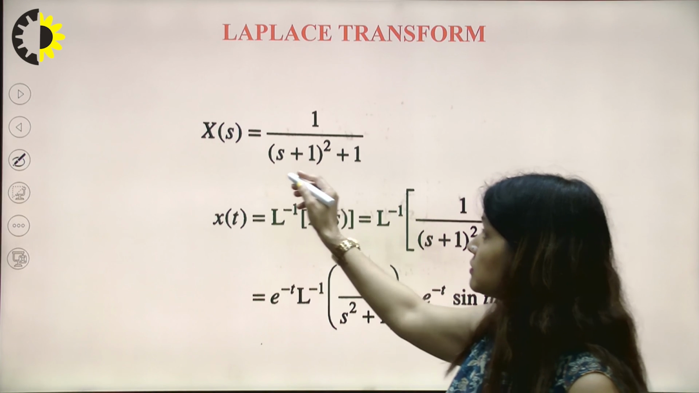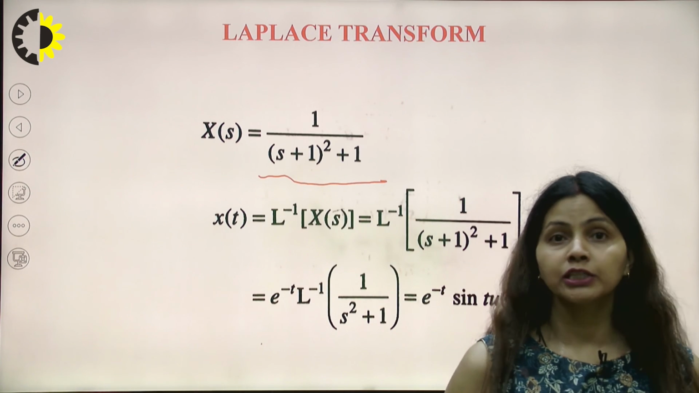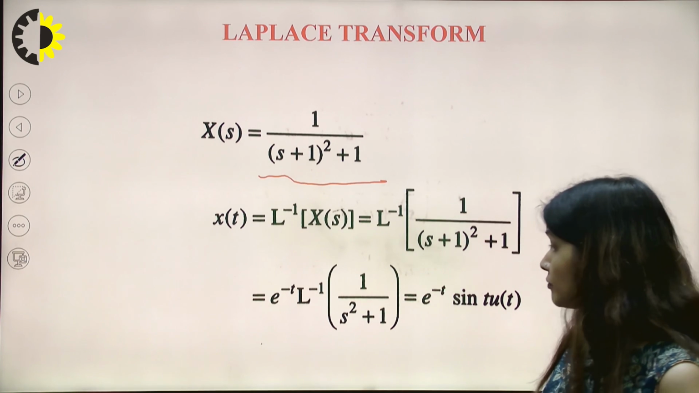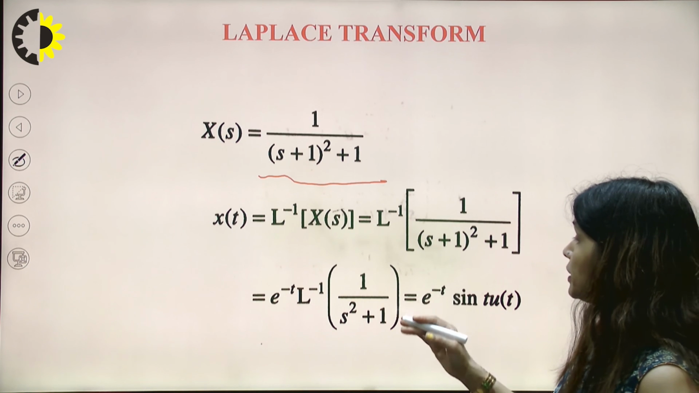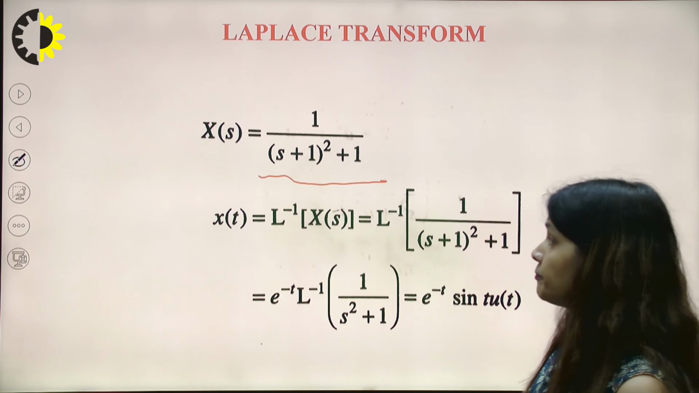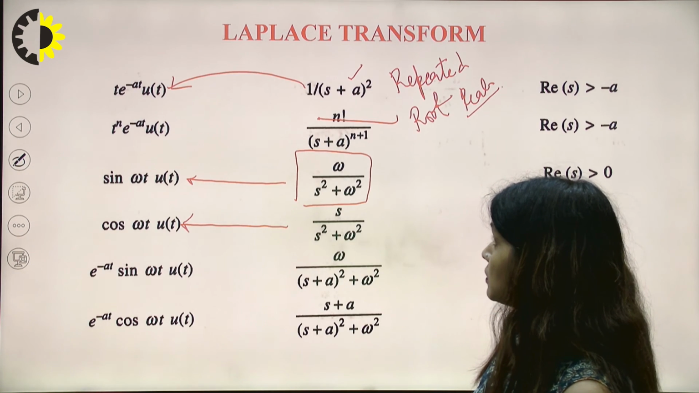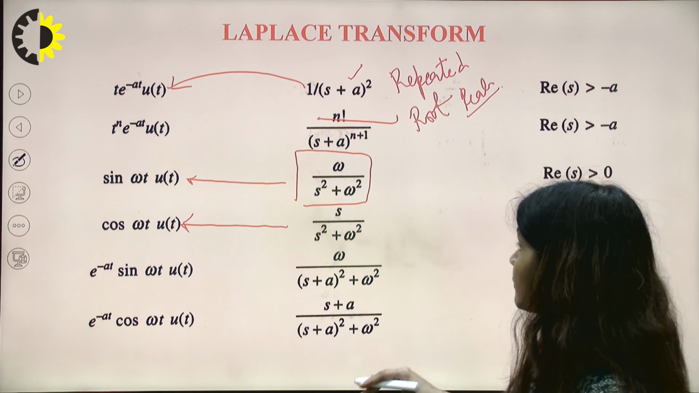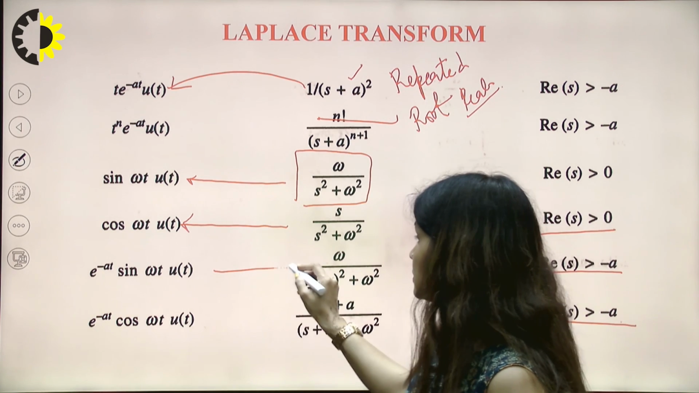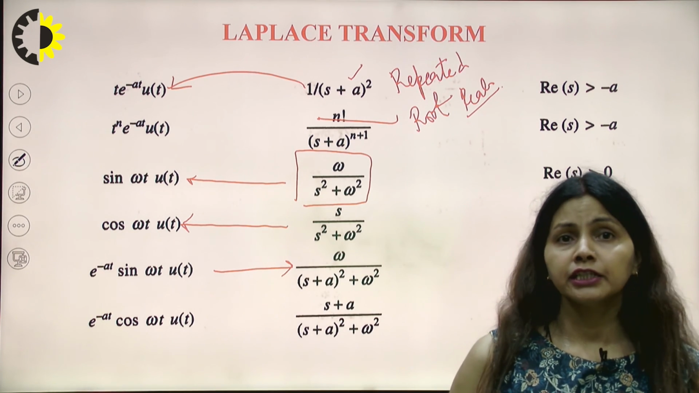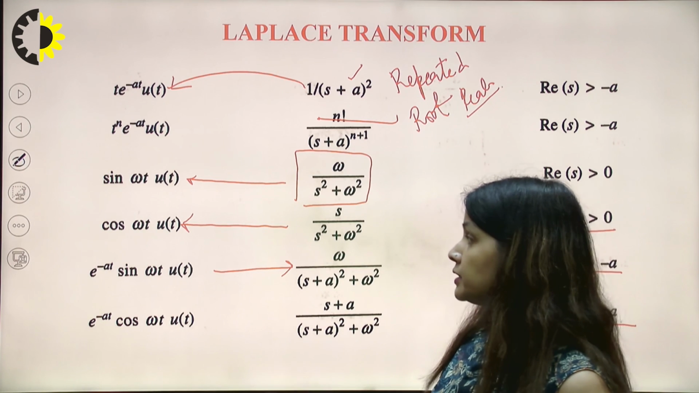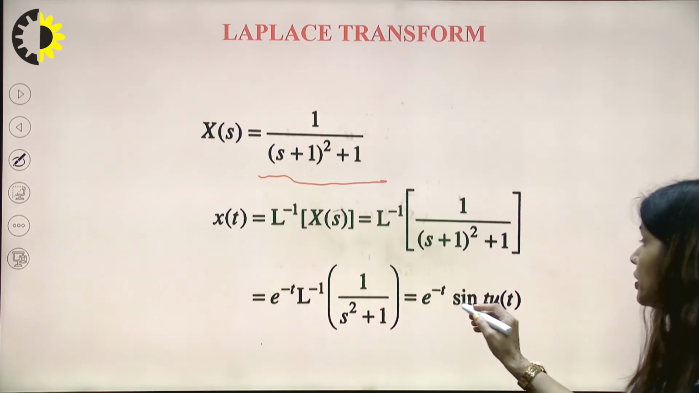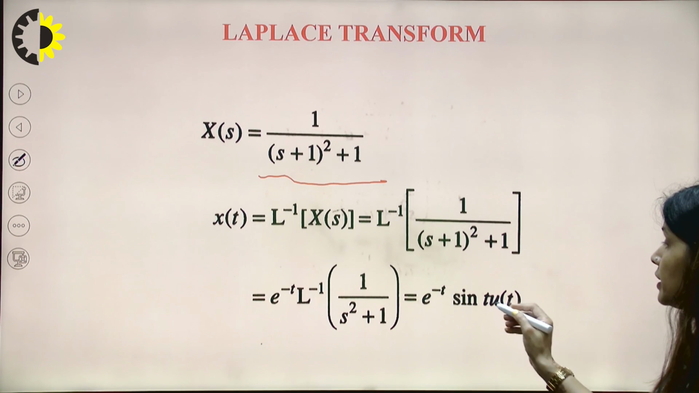Similarly here, this one is the case where we have (s plus 1) square plus 1. So what should be the inverse Laplace of this particular one? Now applying this formula, here the numerator is 1, and it is in this form. So we can apply e raised to the power minus at sin(omega t), where omega is 1, so e raised to the power minus t sin(t) u(t).